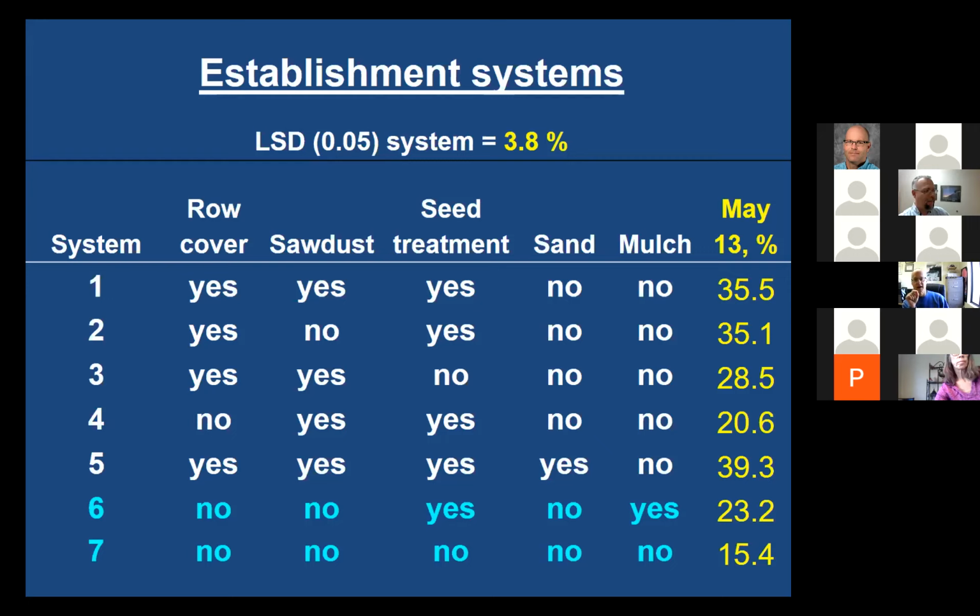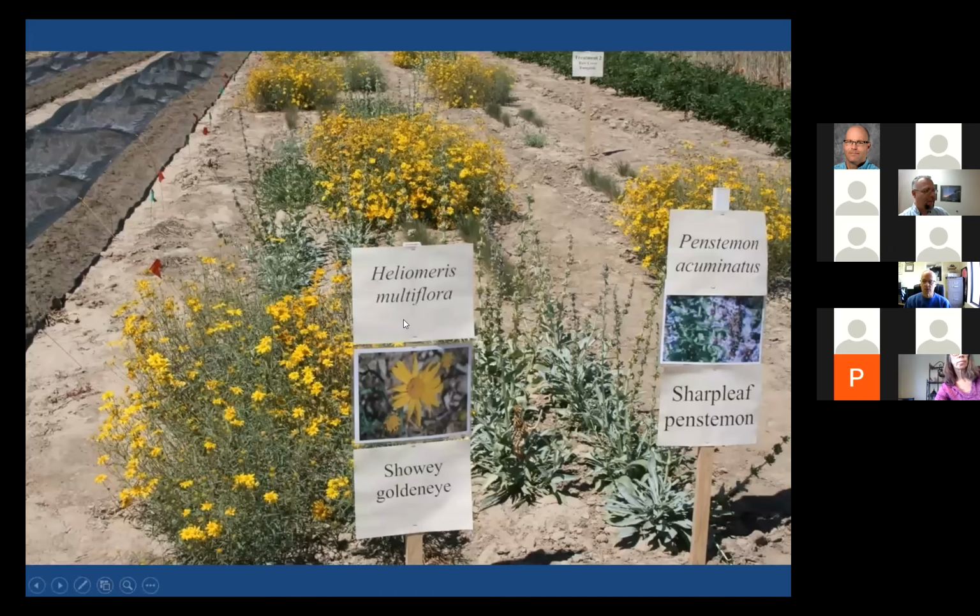Sawdust, seed treatment, and sand were variable. They worked for some species, didn't work for others. Seed treatment on occasion was detrimental, was negative for emergence for some species. So anyhow, that's the take-home message: row cover was the most consistent. These are some pictures of the stands later in the year of the little plots that we did for the emergence study and how it's possible to establish good stands with some of those treatments.